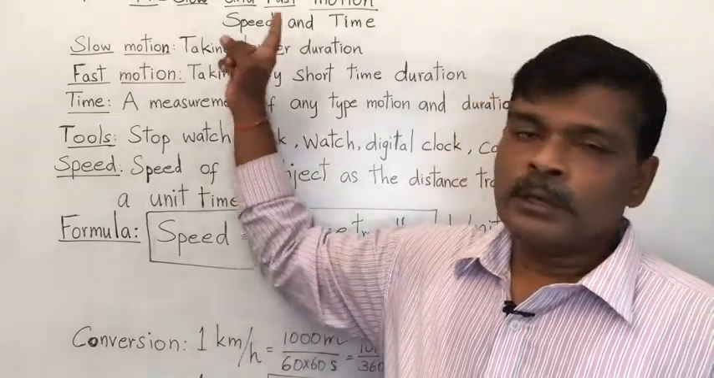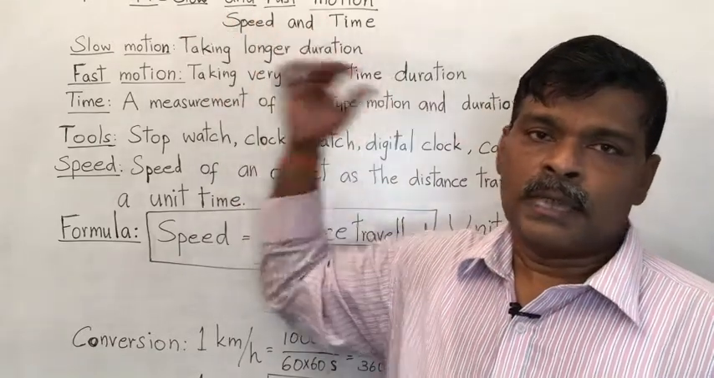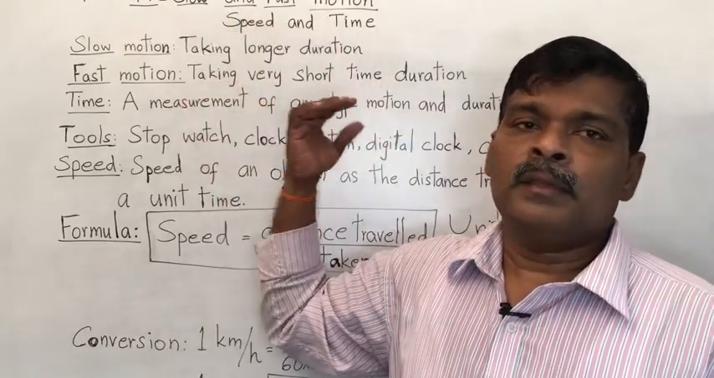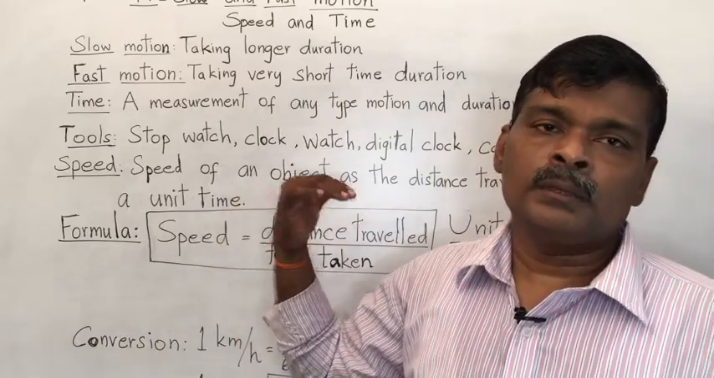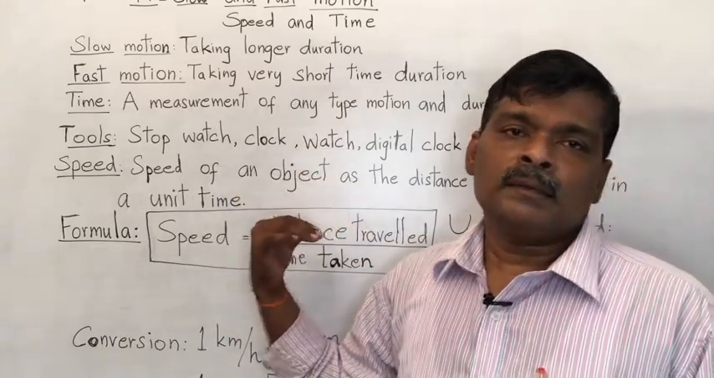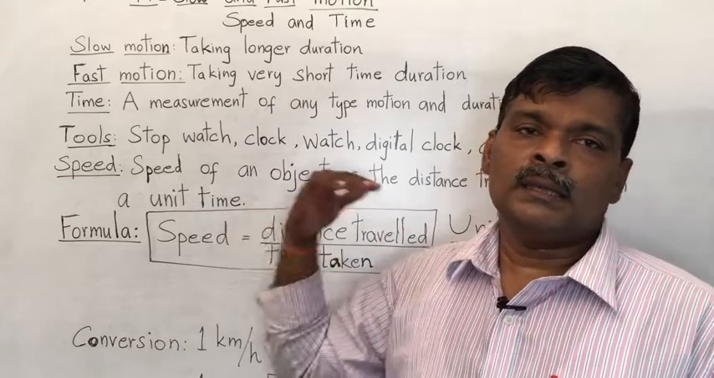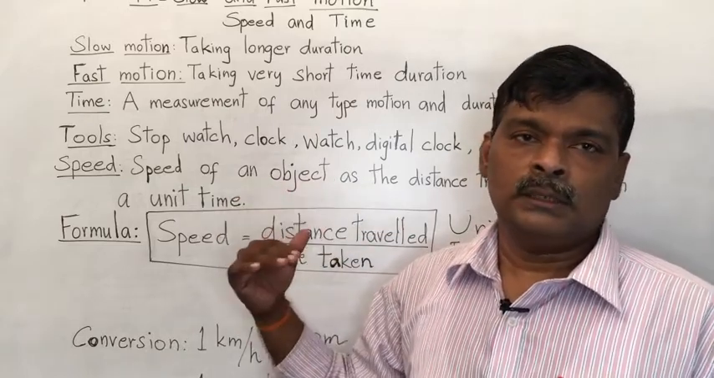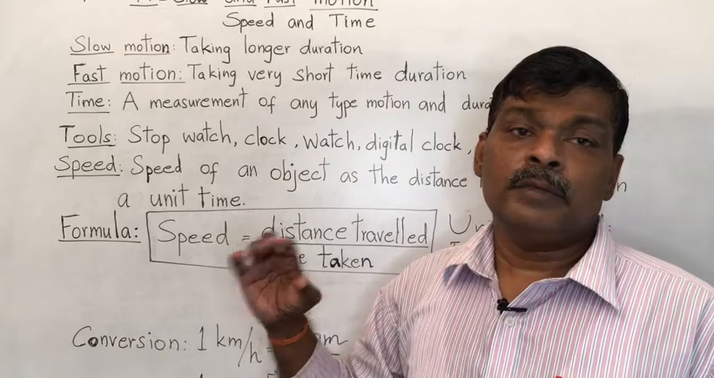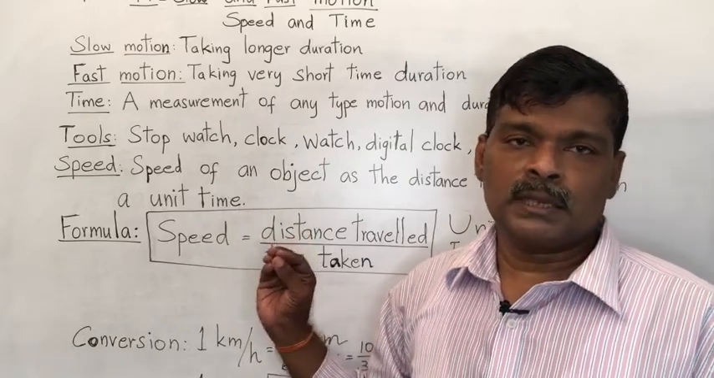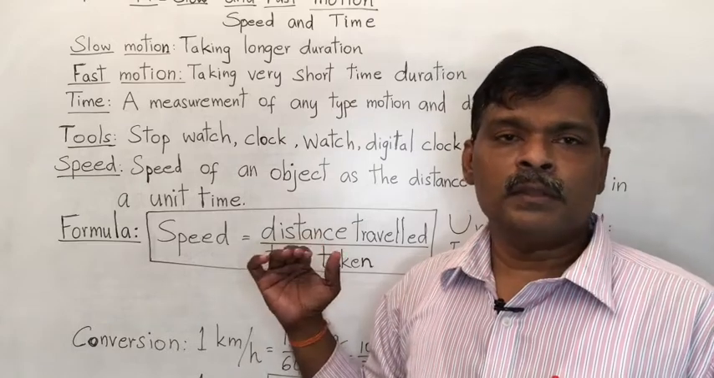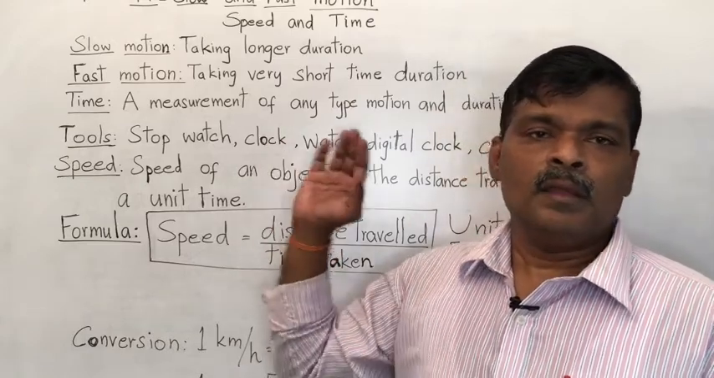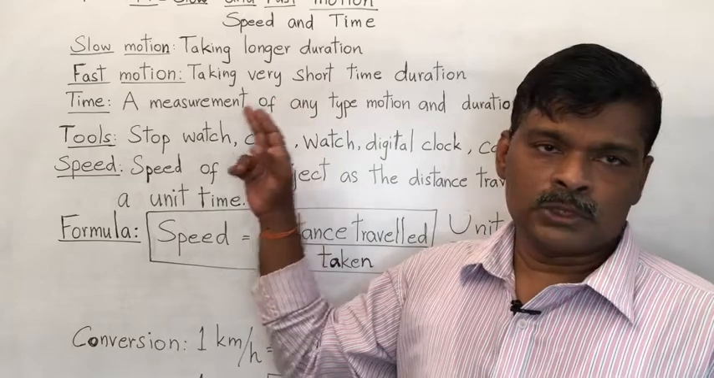Now I am going to explain that the same motion may be slow or it may be fast. On which category can we tell it is slow or fast? It should finish very quickly, instantaneous. If it happens fast, then it is a fast reaction or fast motion.